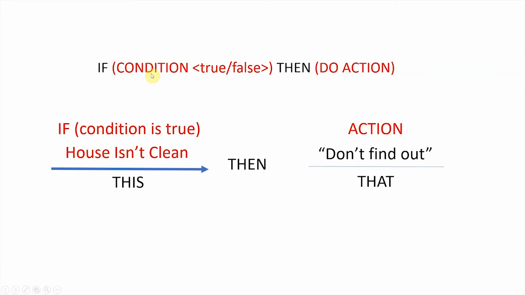If you have a condition that's true or false, then you want to do something. So in this instance, if the house isn't clean, then you don't want to find out what's going to happen. If this, then do that. If you have a condition that is true, then do this. If you have a condition that is false, then do this. Really, really simple to think of.